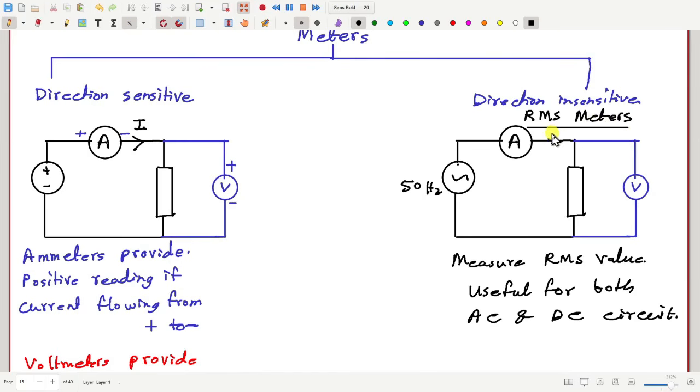And in a circuit diagram, we will not see the plus minus symbols beside these voltmeters and ammeters if the meter is an RMS meter.